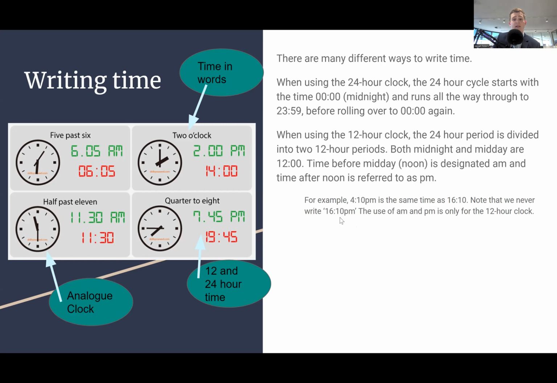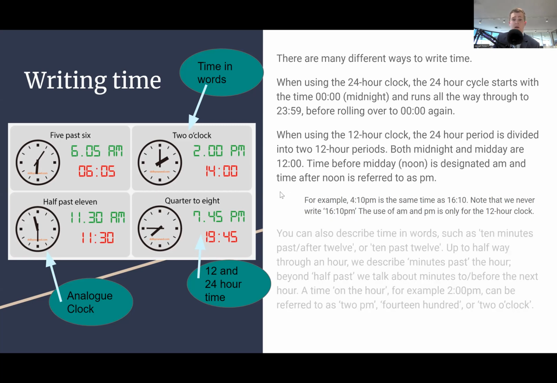Note that we never write 16:10 PM. The use of AM and PM is only for the 12-hour clock. The fact that this is 24-hour time and it's past 12 already tells me it's in the PM, so you don't need to write PM. It's already indicated by the time itself.